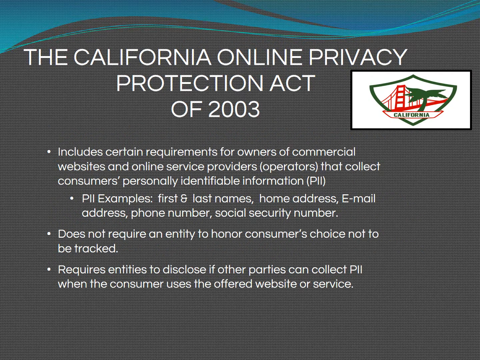One of the biggest breaches in this case is the breach of the California Online Privacy Protection Act. This act for California residents includes certain requirements that ensure the safety of the personally identifiable information of California residents and consumers. This information can range from first names and last names to social security numbers. And while this act does not require entities to honor consumers' choice to not be tracked online, it does require entities to disclose if their personally identifiable information can be collected by other third-party organizations after customers use this site, something that Cambridge Analytica clearly breached.